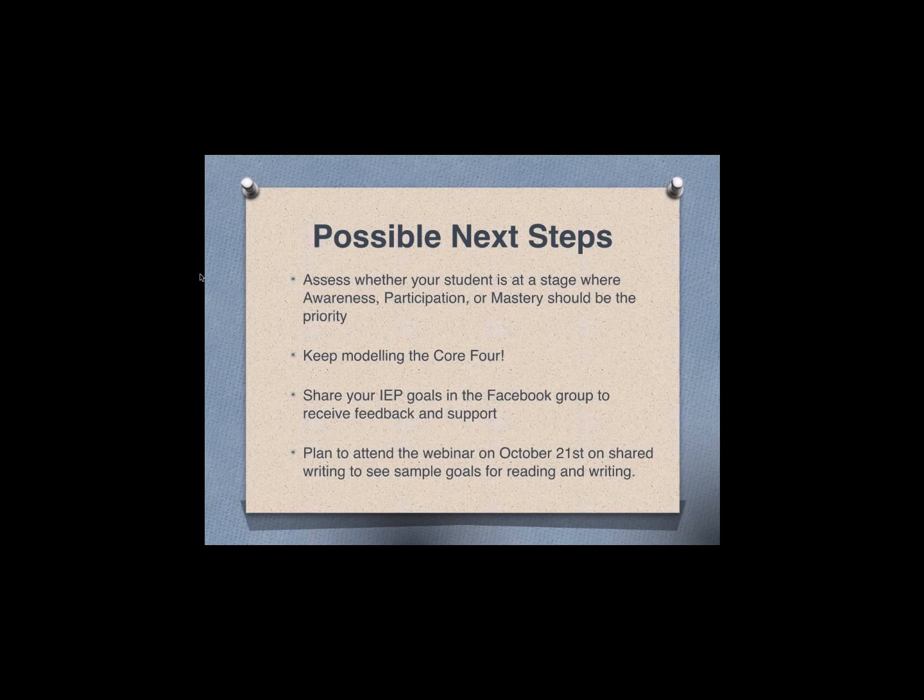We need to make sure that when kids get to a stage of using their system expressively, we're not expecting them to use it 100% correctly, but that we're really setting goals that they will explore and play and babble with it. So keep modeling the core 4. Hopefully this gave you some ideas about how to structure our goal writing around our modeling.